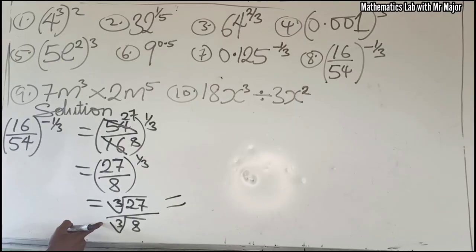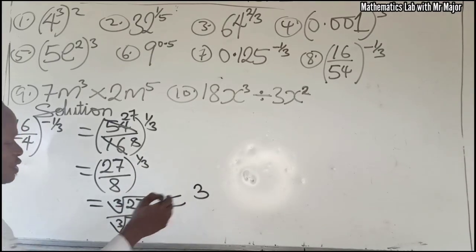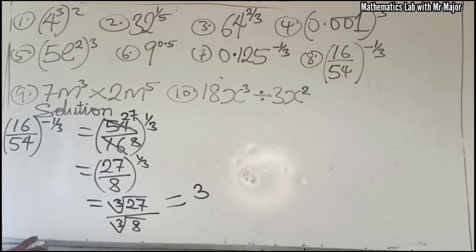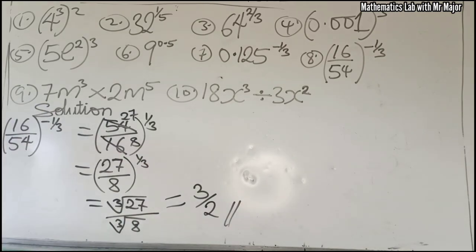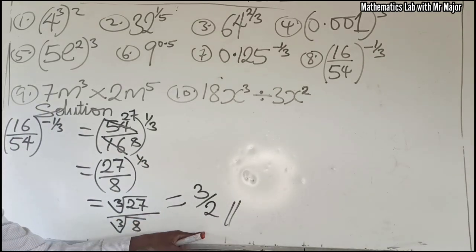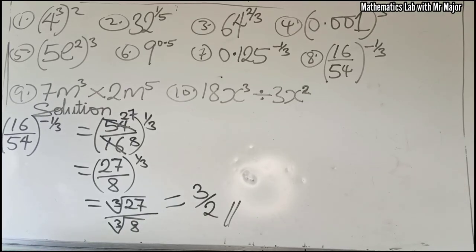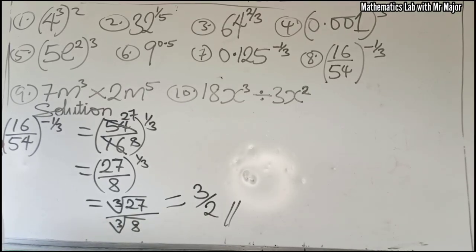The cube root of 27 is 3, because 3 multiplied by itself 3 times will give you 27. And the cube root of 8 is 2, because 2 multiplied by itself 3 times will give you 8. That means our final answer is 3 over 2. Of course, you can express this as a mixed fraction. That is a mixed number, which will be one whole number, 1 over 2.